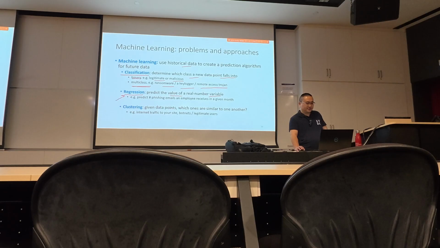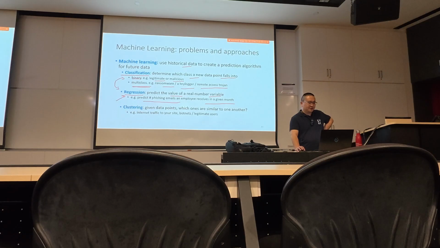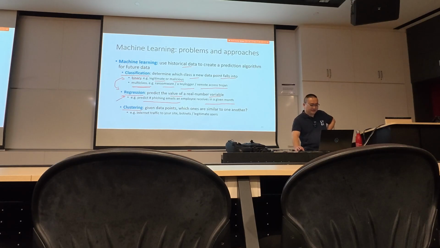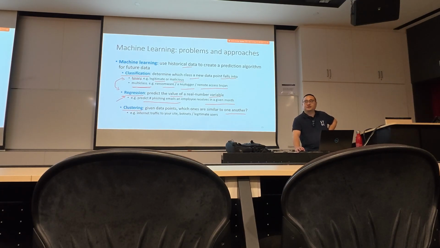Another example is predicting the number of phishing emails an employee receives in a given month. So this way you can tell the difference. For classification, you want to know the class of the inputs. And for regression, you want to predict a real value associated with the inputs. And finally, we have the third type of machine learning task. This is called clustering. For clustering, given data points, you want to know which ones are similar to one another.